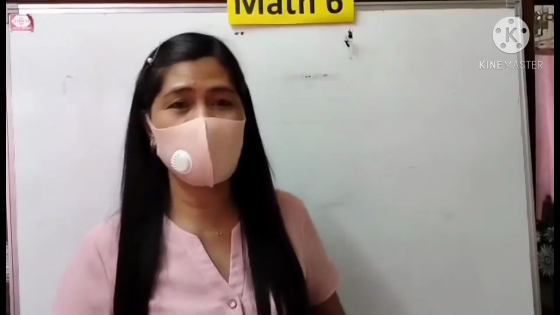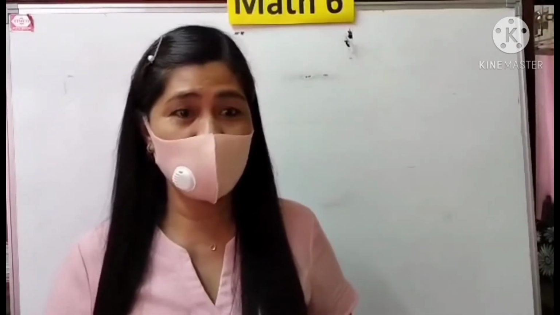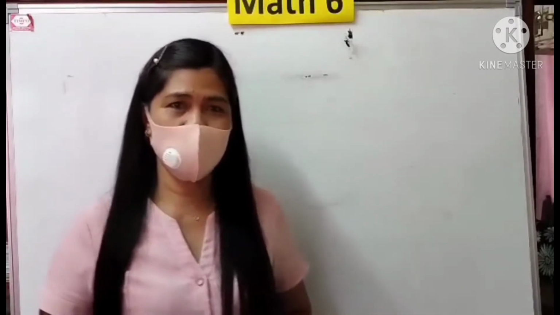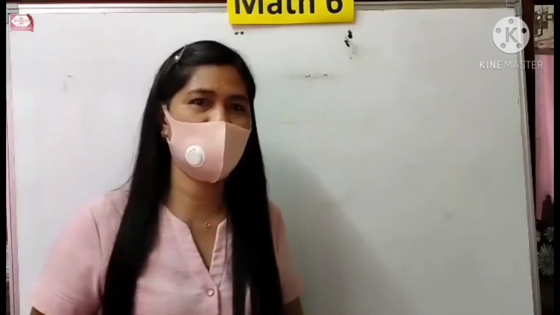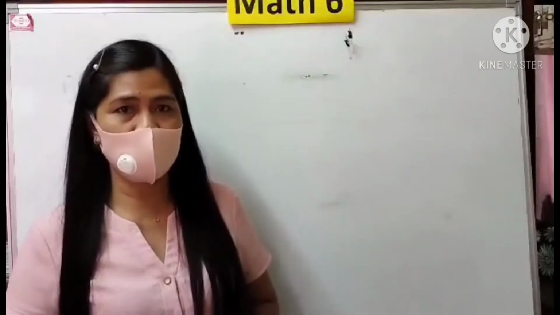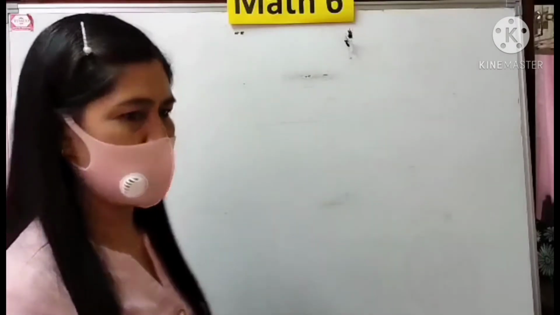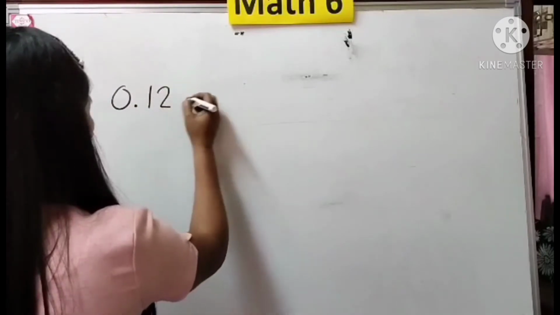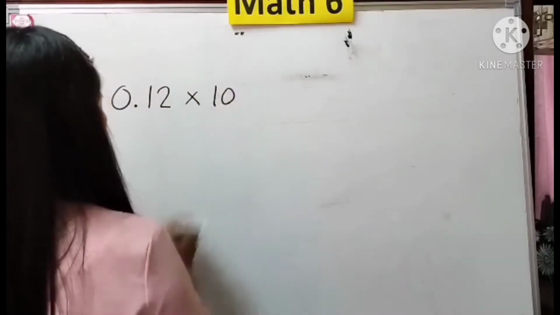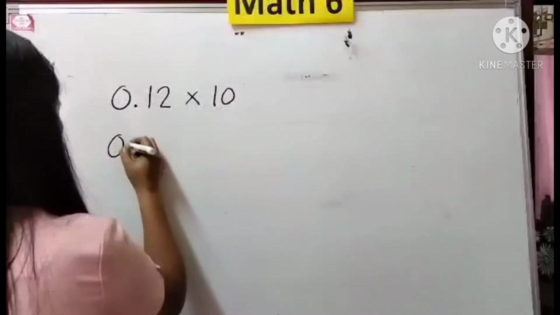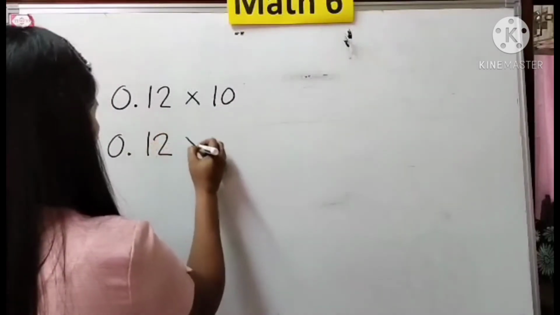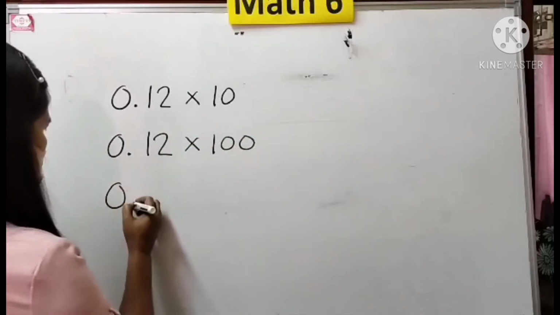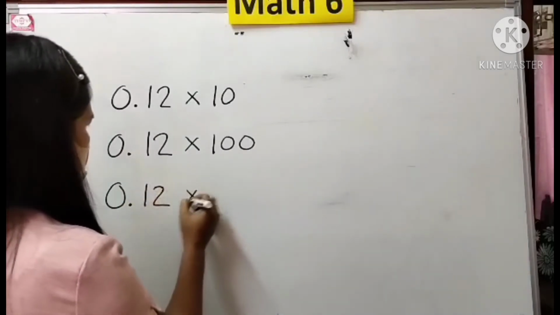Okay, do you know that multiplying decimals by powers of 10 can be done mentally? So the answer is yes. So how can we do it? So let's study how we can multiply decimals by powers of 10 mentally. So let's try to multiply 12 hundredths times 10. Then let's multiply 12 hundredths by 100. Then 12 hundredths by 1000.